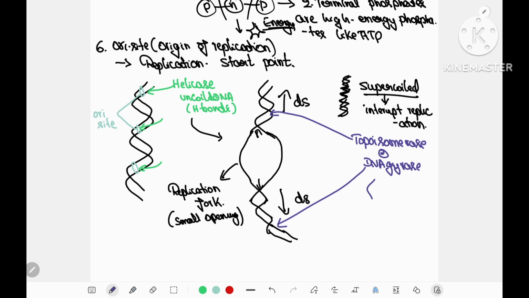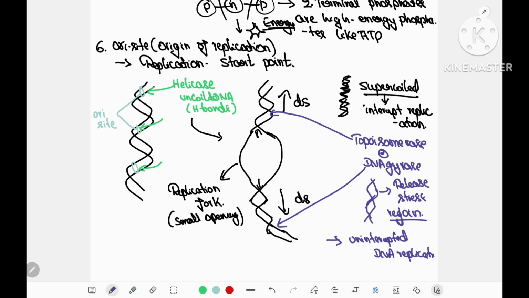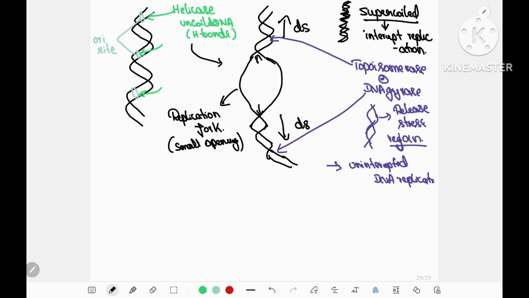That's why the topoisomerase or DNA gyrase enzyme will nick the DNA, either in a single strand or in a double strand, and release the stress, and it will rejoin it. So you have to remember what topoisomerase will do. It will nick the DNA, both strands or a single strand, release the stress and rejoin it, so that the DNA replication will go on uninterrupted.